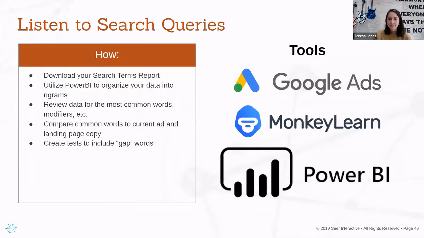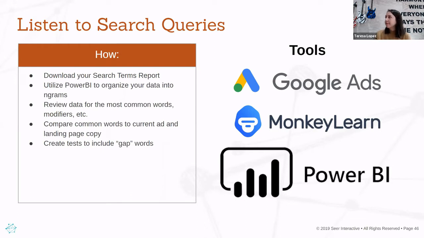First things first is downloading your search terms report, easy enough. And then utilizing a tool like Power BI to organize your data, and use something like N-grams, like I mentioned earlier, to really find the themes that are emerging from your queries report. And if you're unsure about what Power BI is, it's a free tool from Microsoft that anyone can download.